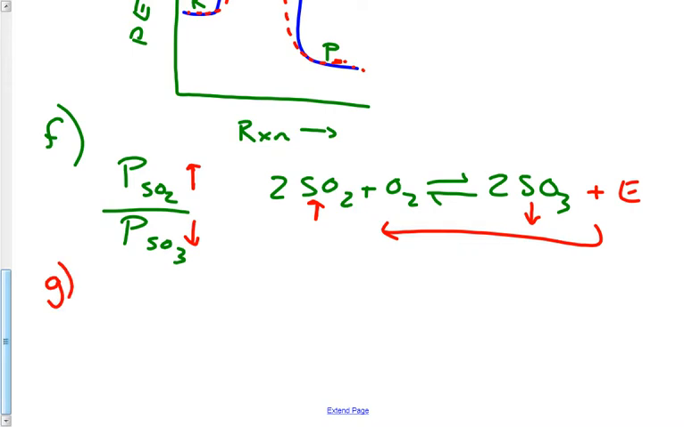Is there one more? Is there a G? Did I cut it off completely? Yes, that is awesome. Okay, it says, how would the presence of a catalyst affect the change in the ratio? Sorry, I thought I cut something off and then I looked, and I cut it off so cleanly I couldn't find it. How would it affect it?